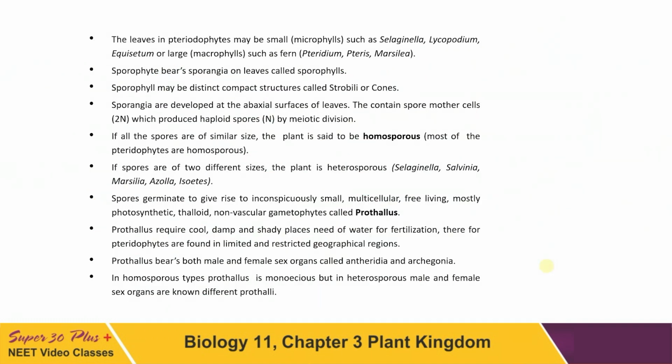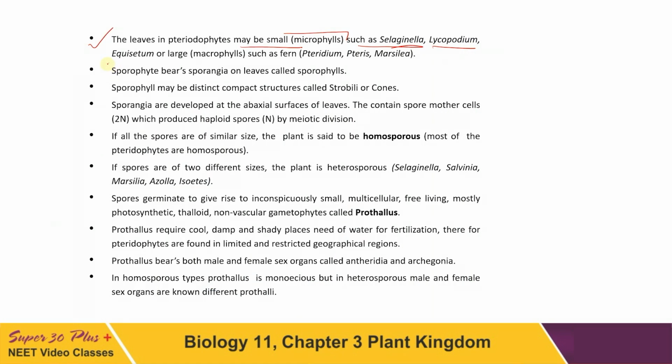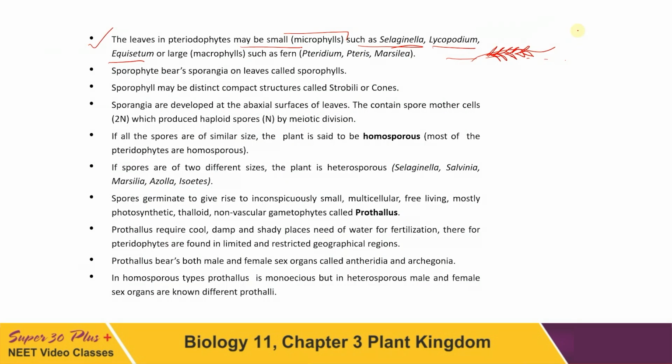Now you see leaves in pteridophytes. Some of the pteridophytes have small-sized leaves known as microphyllous. An example is Lycopodium. Another example is Equisetum. Lycopodium is a creeping one, creeping on the ground, and the leaves are very small. In the case of Equisetum, it is the erect one. It has an underground stem, and here the leaves are small, with small side leaves. This is known as Equisetum. The figures of this I'll show you just now.